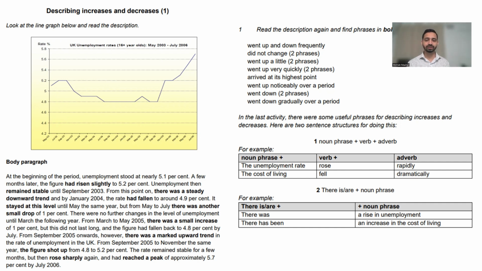Let's look at the other one. The cost of living is a noun phrase, then fell, which is the verb, and then the adverb dramatically. So you have to learn all of these adverbs, verbs, and noun phrases. That's one structure that you can use. The other structure is there is, or there are, or there has been, or there have been, plus the noun phrase. The noun phrase is rise in unemployment and increase in cost of living. This is all a noun phrase. So you can use this structure to explain the increases and decreases as well.